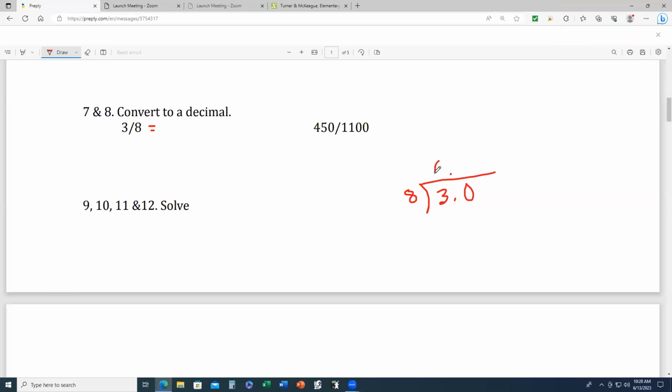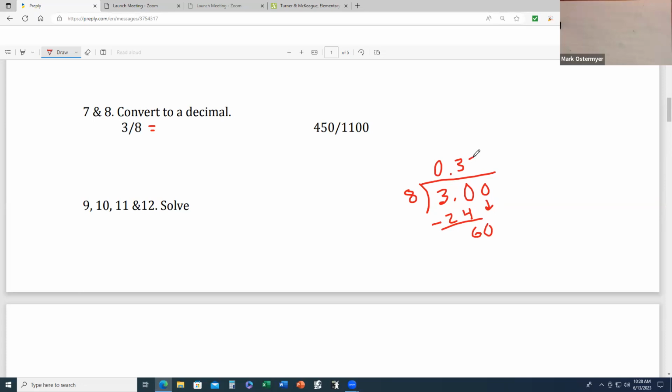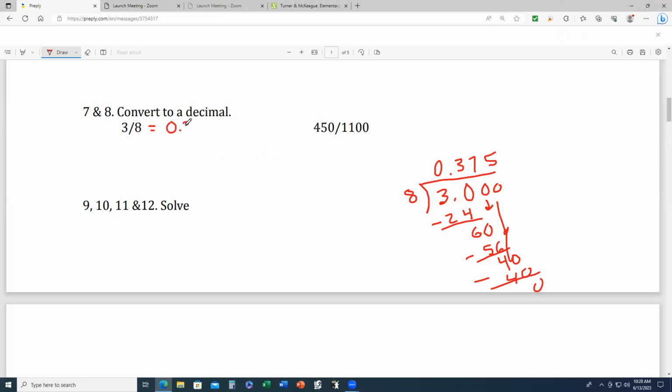8 does not divide into 3, but it does divide into 30 3 times. It gives you 24. What's 30 minus 24? 6. Yes. Add a 0, drop the 0 down. 8 divides into 60 7 times. 7 times 8 is 56. What's 60 minus 56? 4. Add a 0, drop the 0 down, 40. 8 divides into 40 5 times. And we finally get a 0 remainder. 0.375.